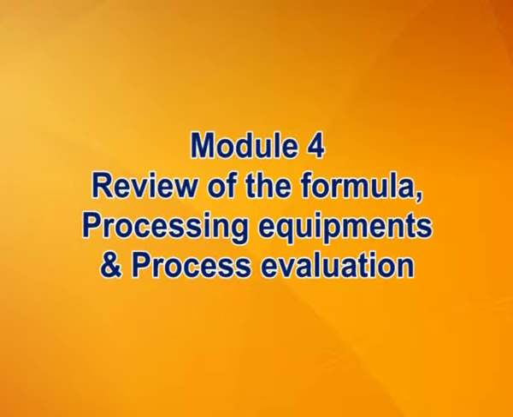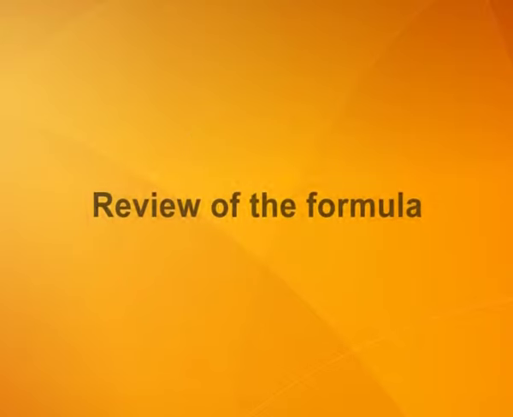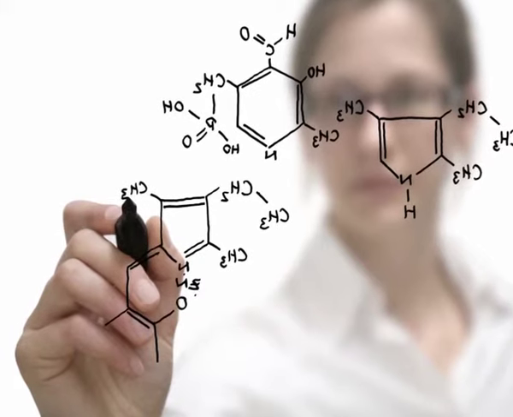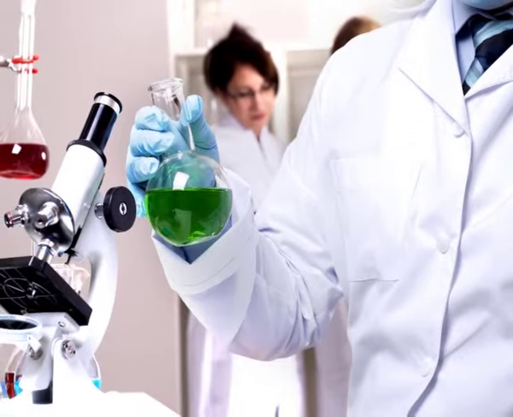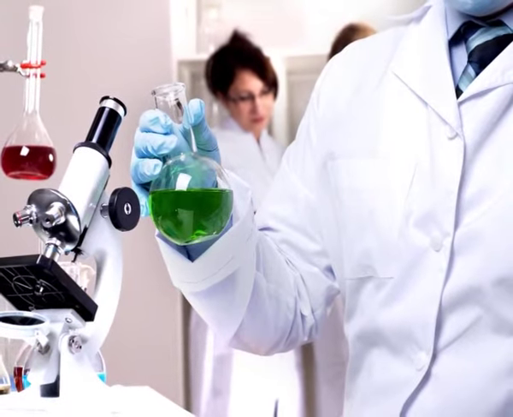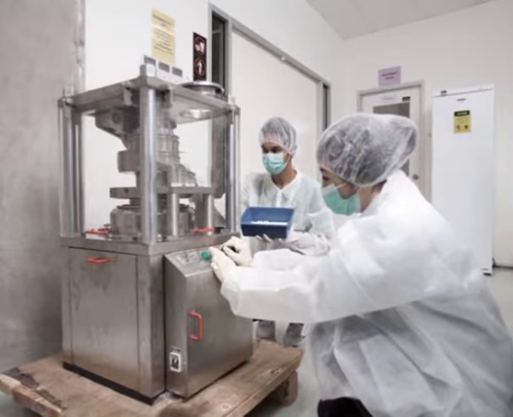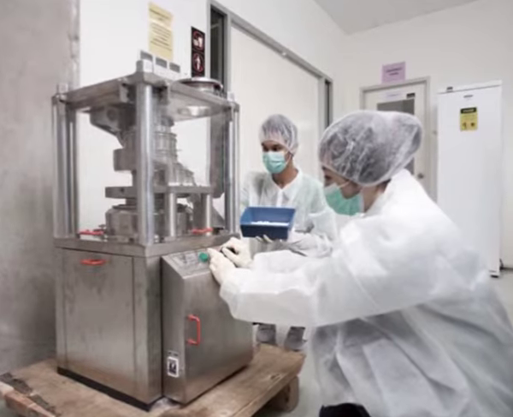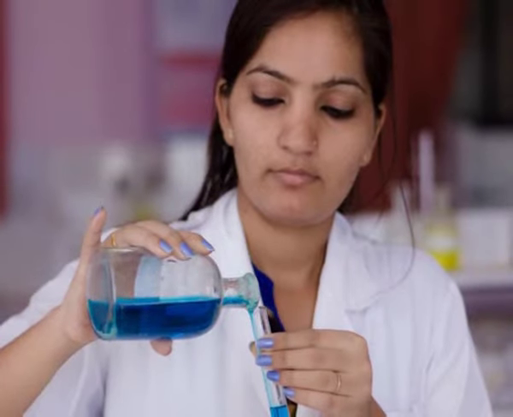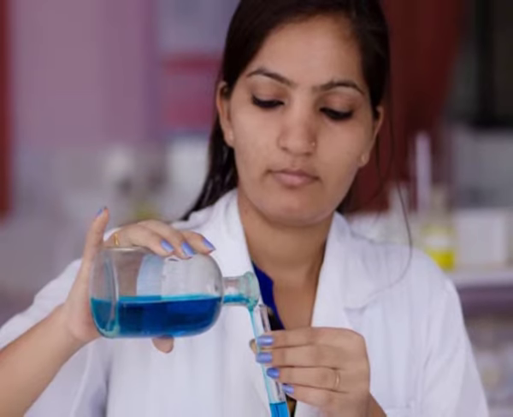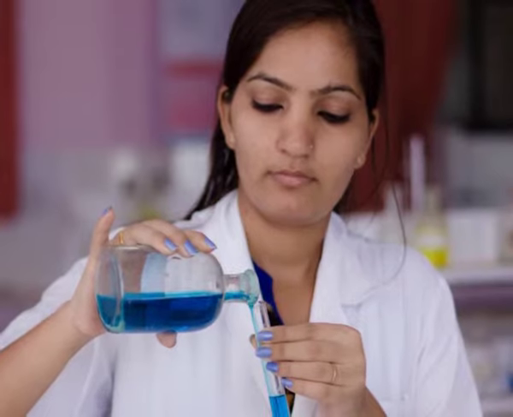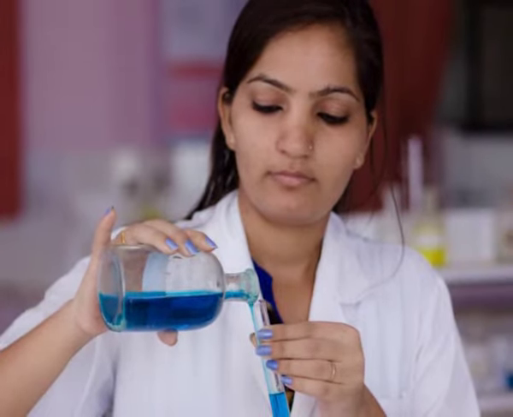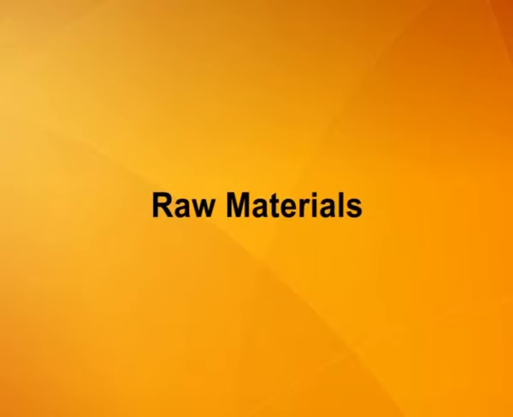Module 4. Review of the formula, processing equipment, and process evaluation. Review of the formula. A thorough review of each aspect of the formulation is important. The purpose of each ingredient and its contribution to the final product manufactured on the small-scale laboratory equipment should be understood. Then the effect of scale-up using equipment that may subject the product to stresses of different types and degrees can more readily be predicted or recognized. Raw materials.